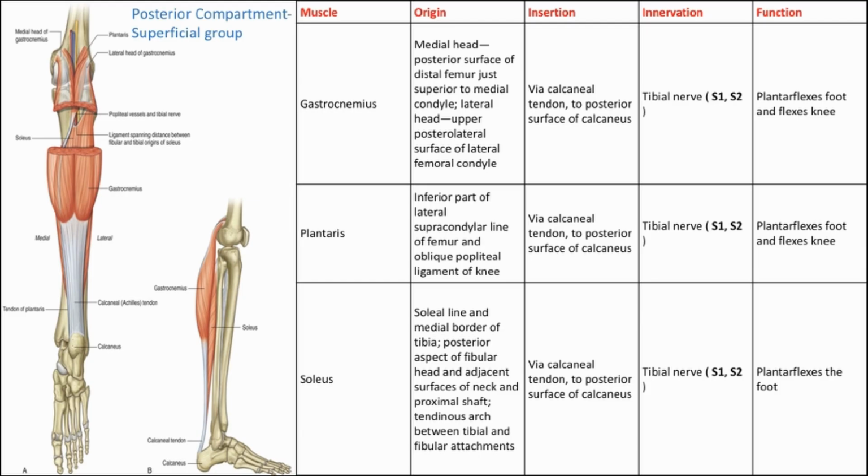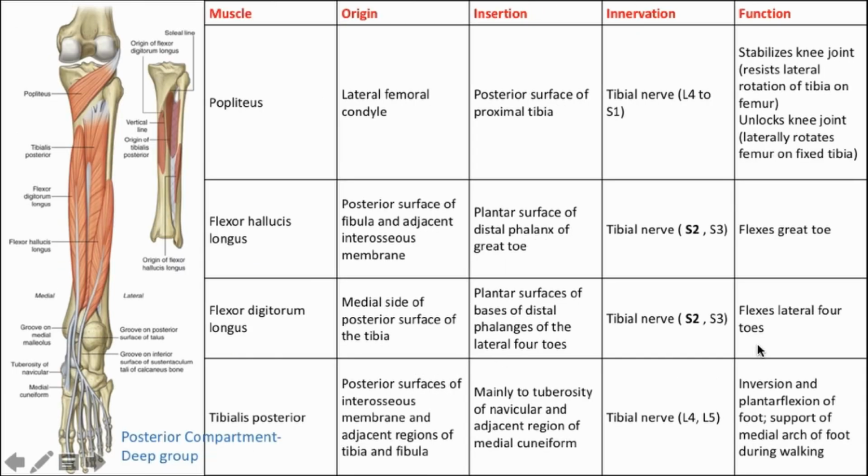tibia, and it has a tendinous ligament which spans the distance between the two heads of the attachment of the fibula and tibia. And then the soleus muscle narrows to join the calcaneal tendon and then attaches to the calcaneus. So we have soleus plus gastrocnemius and plantaris, and all those three muscles help you stand on your tippy toes, plantar flex the foot and the ankle, and they're all innervated by tibial nerve.